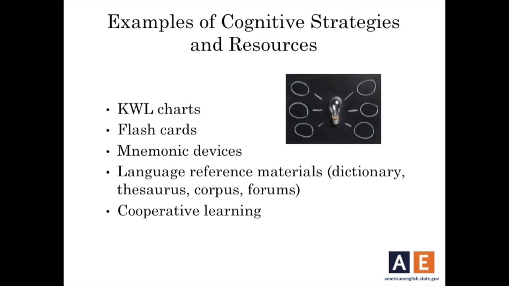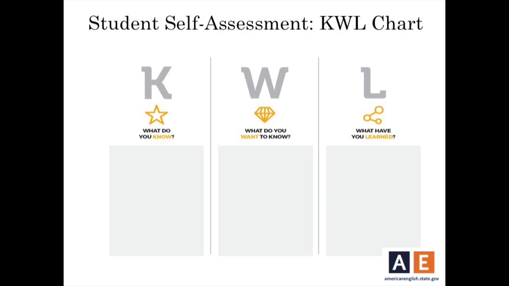There are many cognitive strategies and resources available for facilitating learner training in the English language classroom. Here is a list of some of the specific examples of learner training I will feature in my teaching tips today. The first is a KWL chart, which is a self-assessment tool to measure what a student knows, what they want to know, and finally, what they have learned.